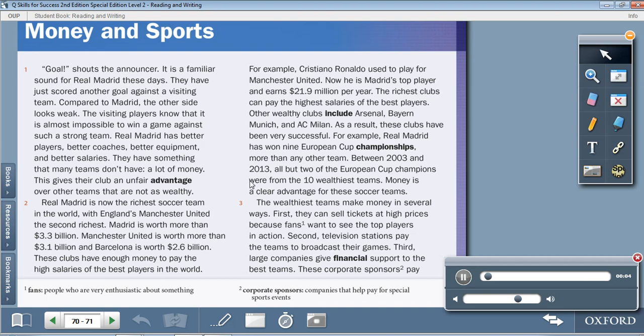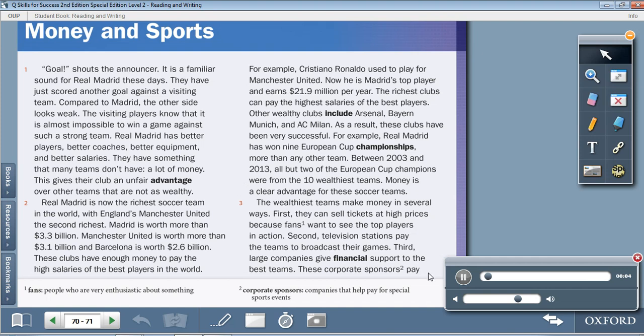Real Madrid has better players, better coaches, better equipment, and better salaries. They have something that many teams don't have, a lot of money. This gives their club an unfair advantage over other teams that are not as wealthy. Real Madrid is now the richest soccer team in the world, with England's Manchester United the second richest. Madrid is worth more than $3.3 billion.